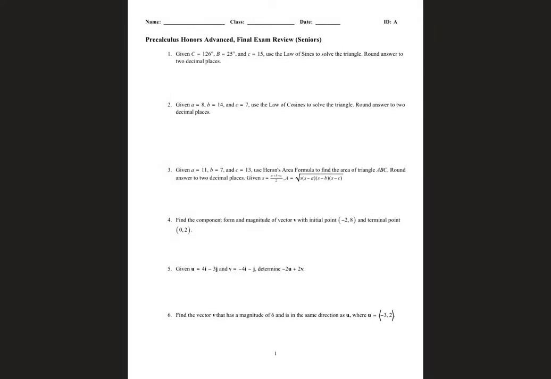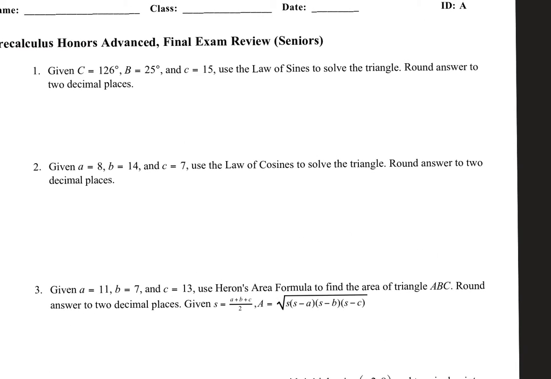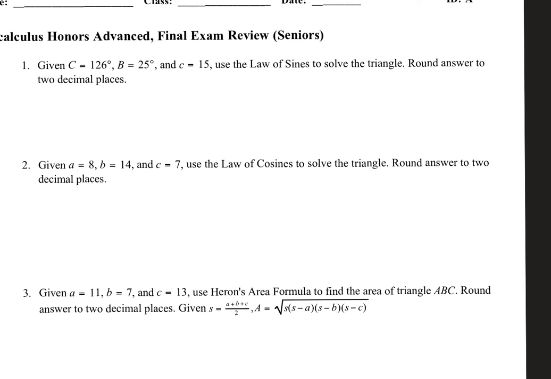This video is going to take you through the solutions of the packet for the final exam review for the seniors. So we start off with number 1, where we're going to use the law of sines. It says, given that angle C, so I'm going to label my triangle A, B, C. Angle C is 126, angle B is 25 degrees, and side C is 15.